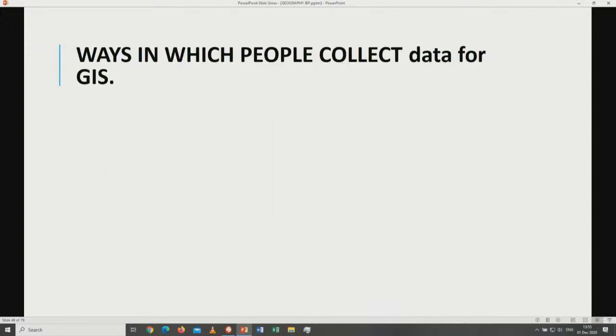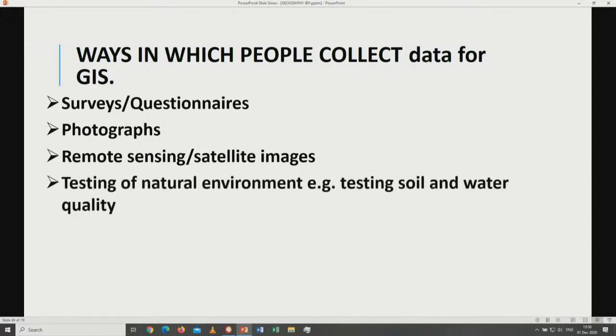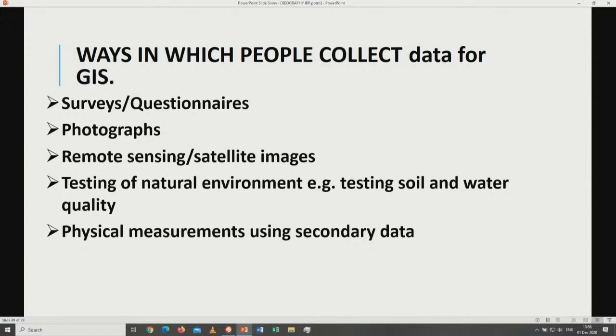So in which ways is data collected? Which ways do people collect data for GIS? When we collect data, we go out, we do surveys and questionnaires, we go and ask people. We use photographs in geography. We know the importance of photographs in geography. We also use remote sensing, the satellite image. We go to Google Earth, we scroll down, we get our information, we get our data. We sometimes test the natural environment. We go and get the soil sample, the water quality. We go there physically, we test them. And also we use physical measurements and secondary data. That is how we actually get our data.